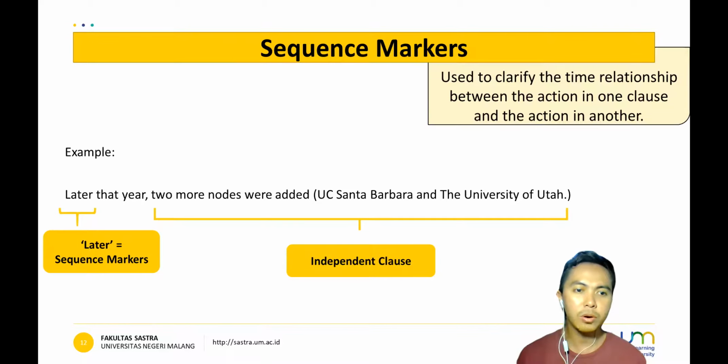Later that year, two more nodes were added, UC Santa Barbara and the University of Utah. So "later that year" here is the sequence marker, which shows what happens at a certain position in time. And "two more nodes" and so on is the independent clause.